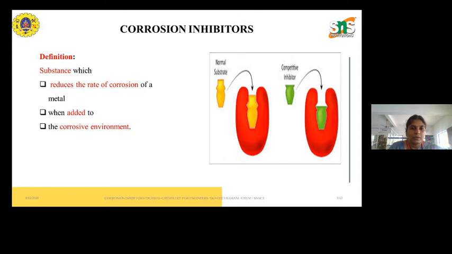Similarly, a corrosion inhibitor is a substance which, when added to the corrosive environment, reduces the rate of corrosion of the metal. For a simple normal reaction, we use inhibitors as a substance. Here also we use a substance, but we add it into the corrosive environment. Once again, I'll repeat the definition. A corrosion inhibitor is a substance which reduces the rate of corrosion of a metal when added to the corrosive environment. That is, when we add a small amount of substance into the corrosive environment, it reduces the rate of corrosion, and the formation of corrosion will be prevented.